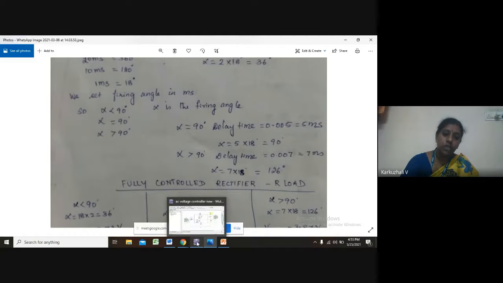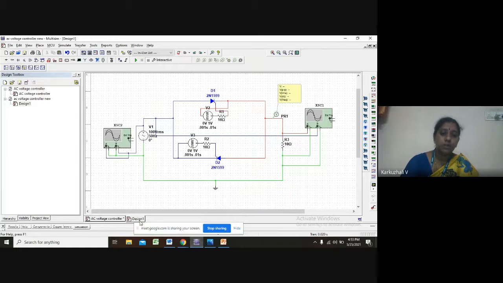So we'll go to the Multisim software. Directly we'll open a new design or a new blank page. In the new blank page, there is a blank page here. So we click this blank page and it will open a new blank page.